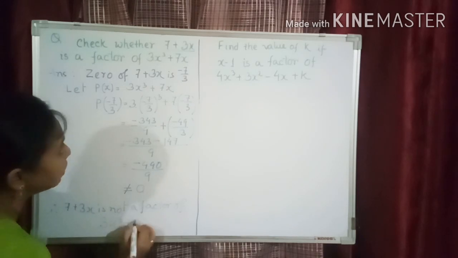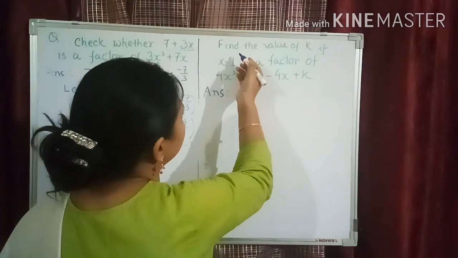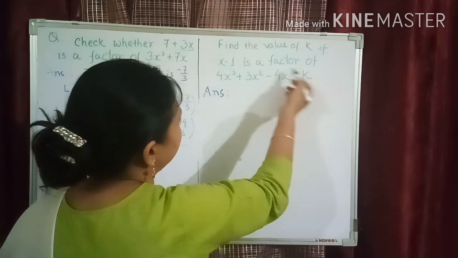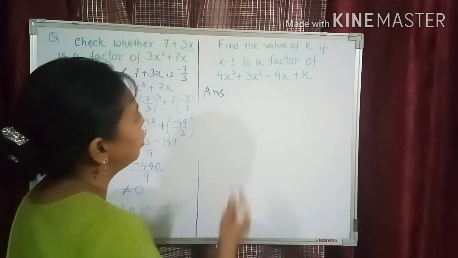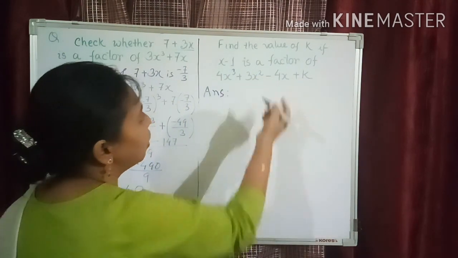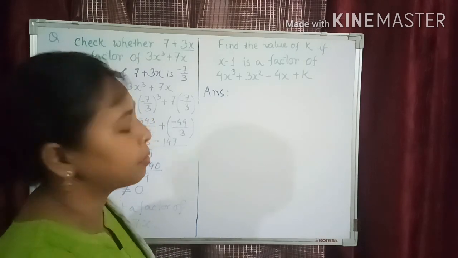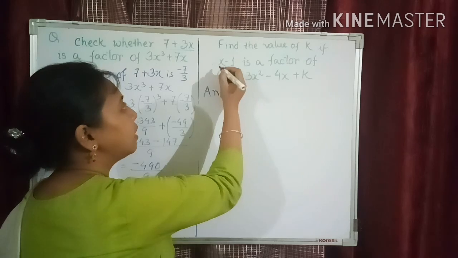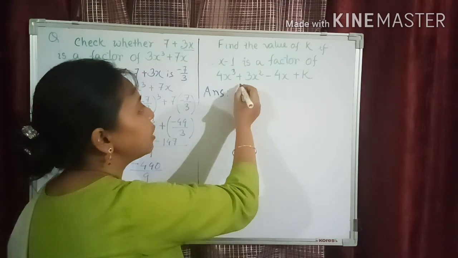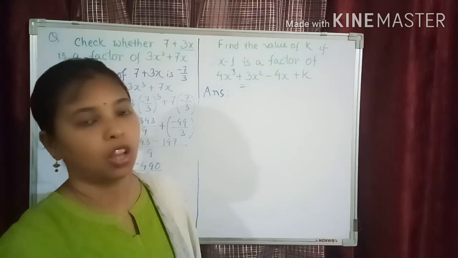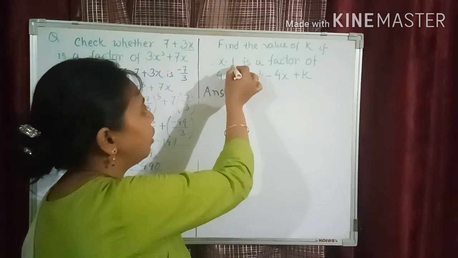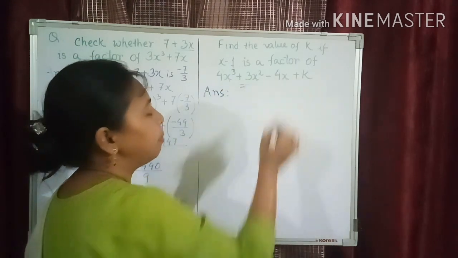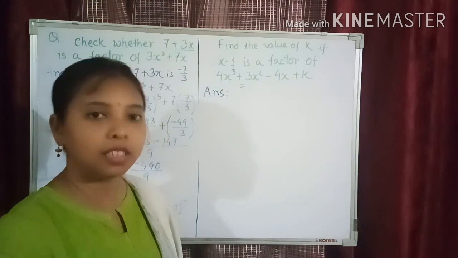3x cube plus 7x. The next question: find the value of k if x minus 1 is a factor of 4x cube plus 3x square minus 4x plus k. Here one thing you have to look at is that x minus 1 is a factor of this polynomial, already given. So definitely its zero value, if we put it here in place of x, we will get 0.